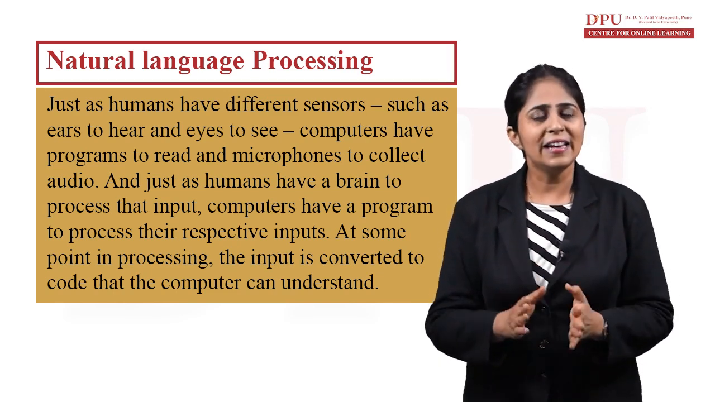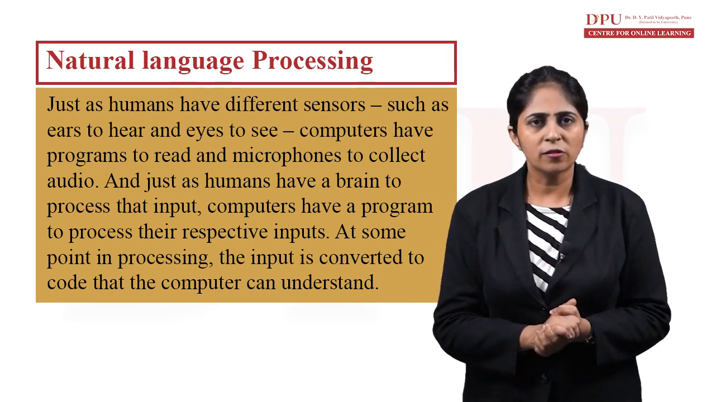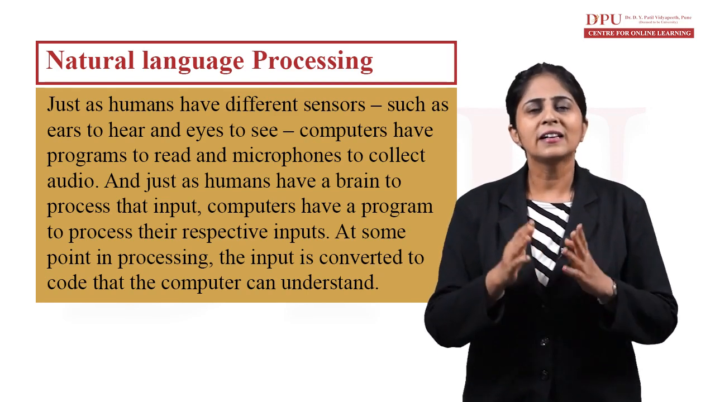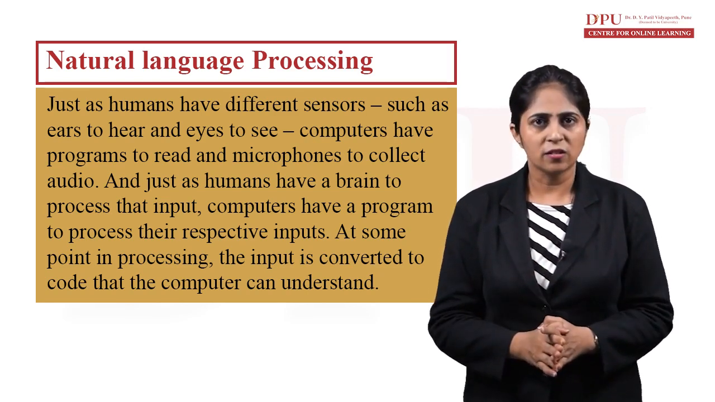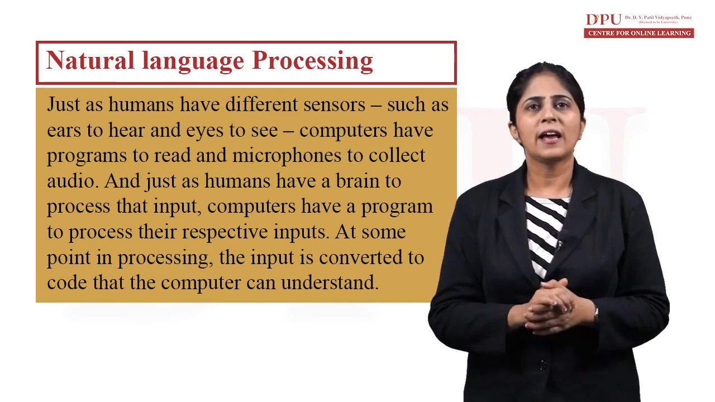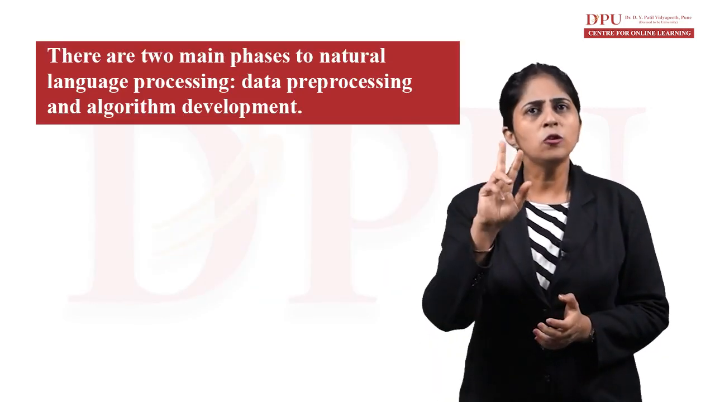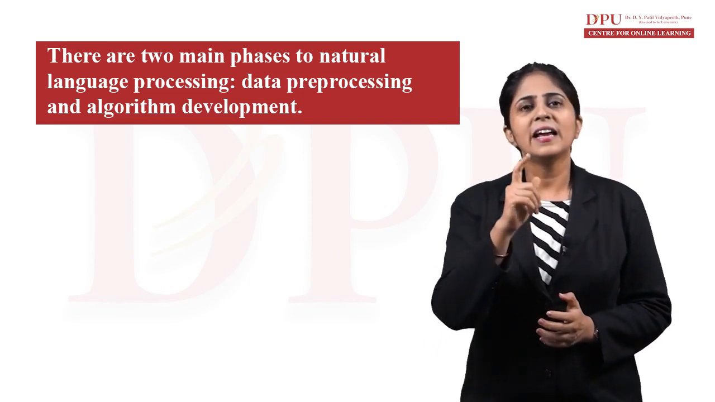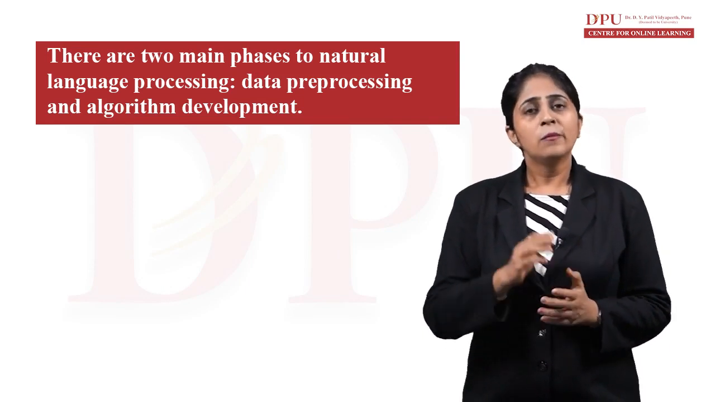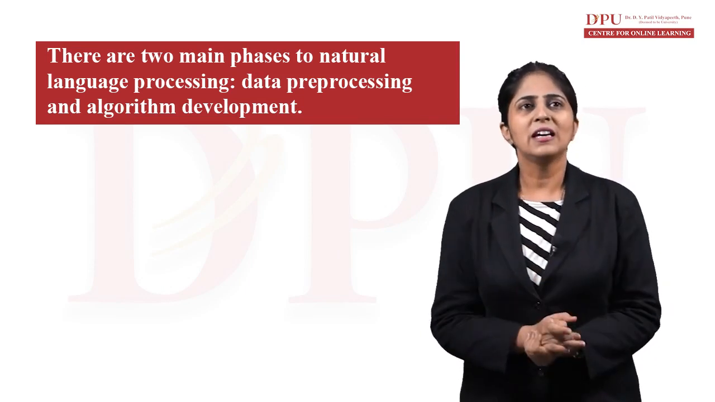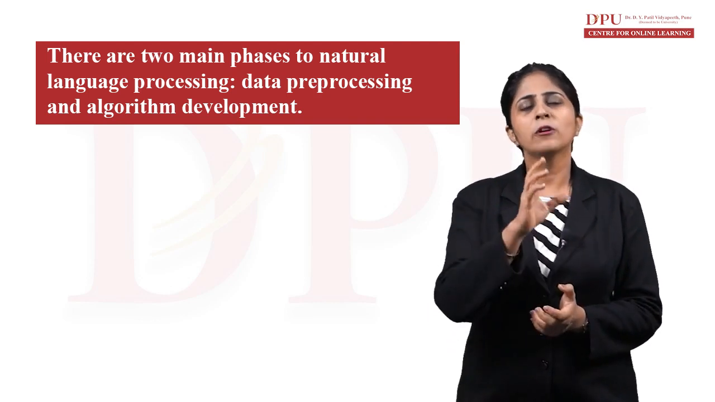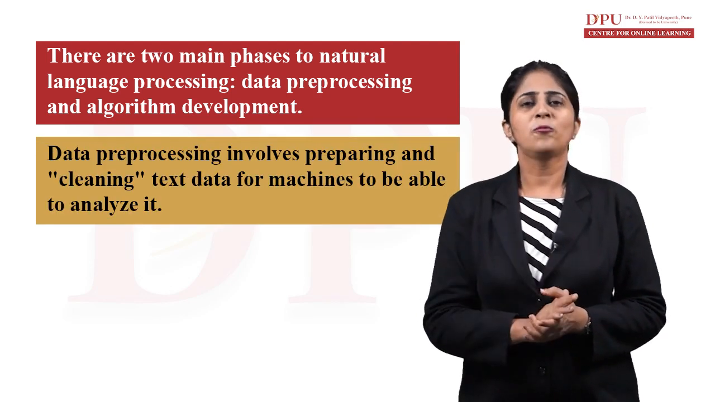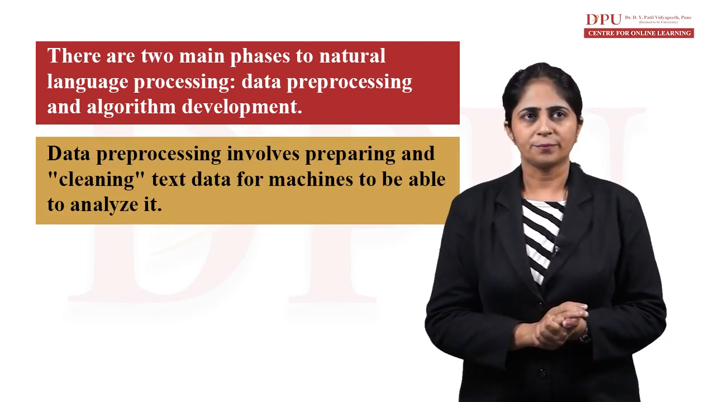So basically, NLP, as we call it in short, natural language processing, is the ability of a computer to understand the text and the spoken words. That is called natural language processing. There are two main phases of natural language processing: data pre-processing and algorithm development. We will discuss what happens in data pre-processing and what happens in algorithm development. These are the two important phases of natural language processing.